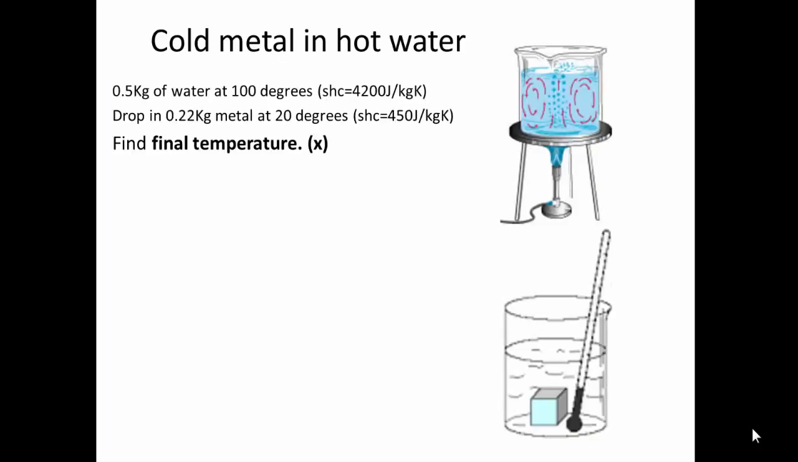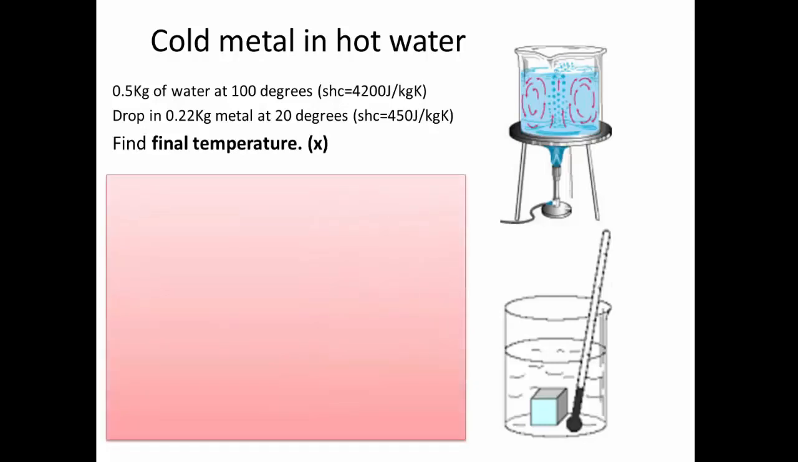We have a cold metal put in some very hot water. So let's say we have half a kilogram. So we have the boiling water, which is at 100 degrees, and we drop in some metal, which will lower the temperature, and we need to find the final temperature X. So we'll do the working here. Here again, the energy which is lost by the water is going to be the energy that is gained by the metal. So the temperature of the water will come down, the temperature of the metal will go up, and they will arrive at the same temperature.